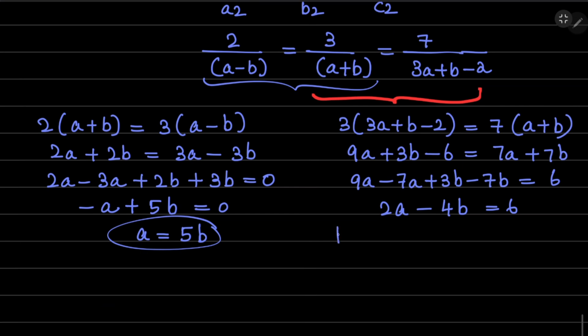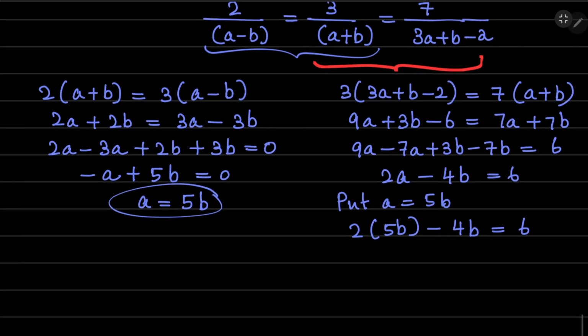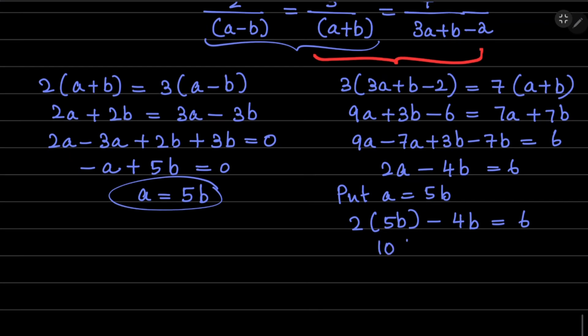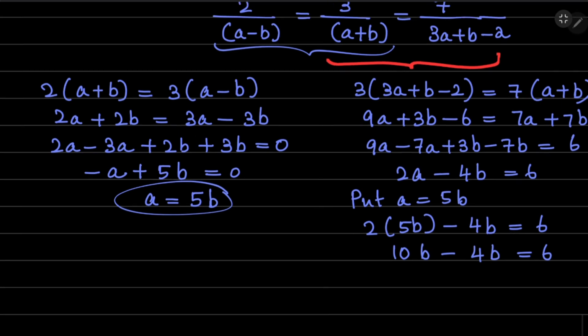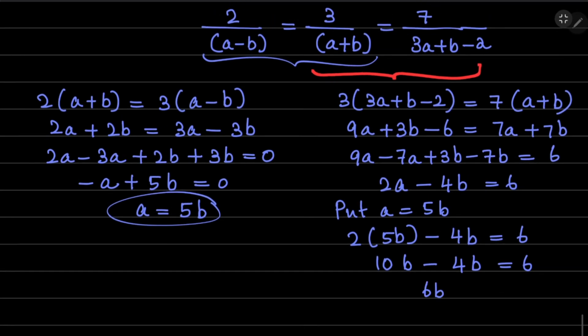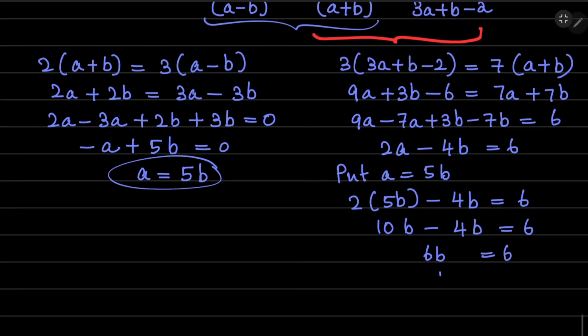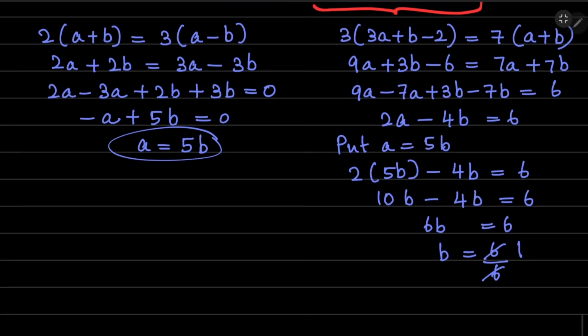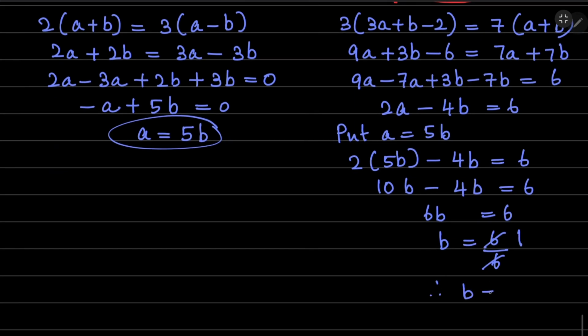Now what is a equal to? A is equal to 5b, so you can put a equal to 5b. So what do you get? 2 multiplied by 5b minus 4b equal to 6. 2 into 5, 10b minus 4b equal to 6. 10b minus 4b is nothing but 6b. So 6b equal to 6, b equal to 6 divided by 6, which is 1. So therefore you can write b is equal to 1 is one of the values.